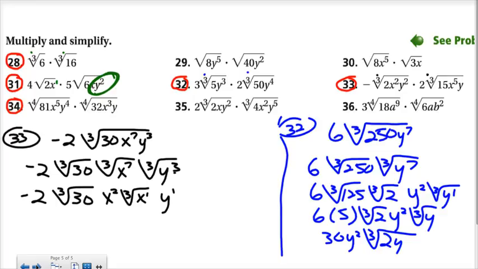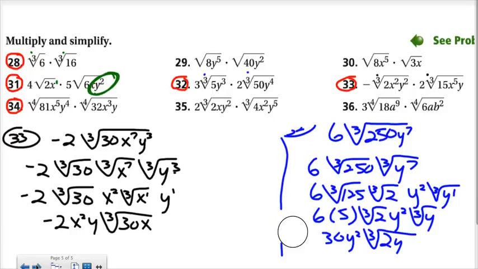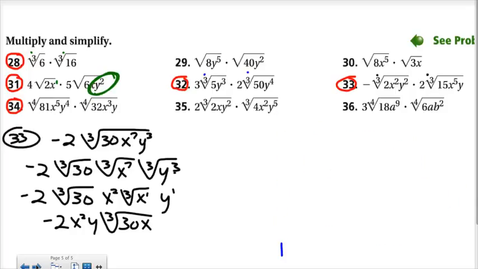So now I'm going to pull the pretty stuff together. I have a negative 2, I have an x squared, and I have a y to the 1st. And then all the ugly stuff, the 30 and the x to the 1st, underneath the ugly radical symbol. So now, last thing I need to do is think about whether or not I need absolute value. This was a cubed root. I'm not going to need to check for that. It's only when we have even roots that we go back and check for absolute value.